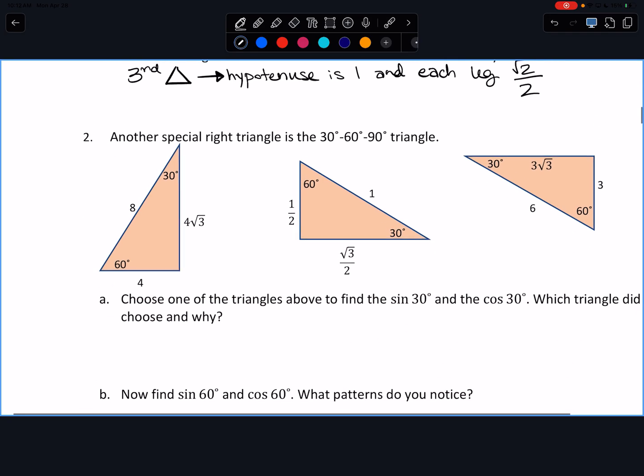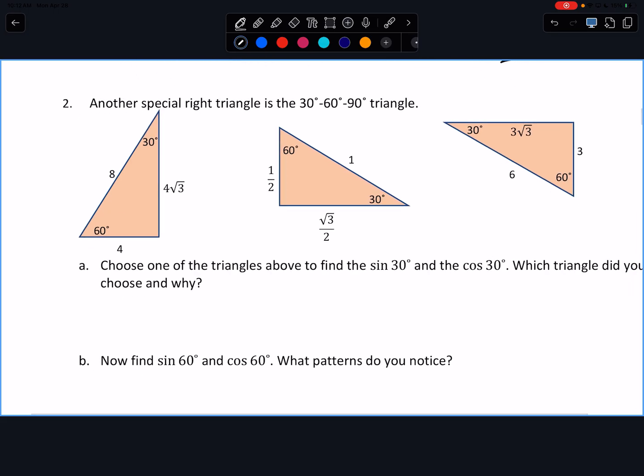Okay, here's another special right triangle. It's a 30, 60, 90. So take a few minutes. If that's 30 plus 60, that's 90. 180 minus 90 is 90. Okay? So each of these also have a 90. Now, can I just call them leg? Are the two legs equal? No. No, they're across from a 30 and a 60.